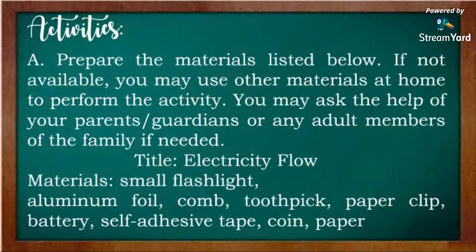So here are your activities. Activity letter A, you will prepare the materials listed below. If not available, you may use other materials at home to perform the activity. You may ask the help of your parents, guardians, or any adult members of your family if needed. The title of your activity A is Electricity Flow.